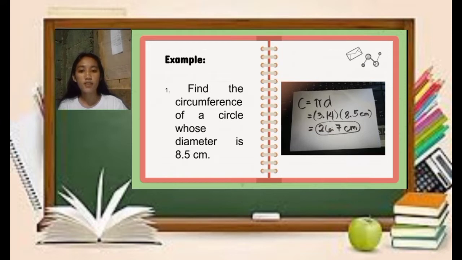3.14 is a constant for pi. Equals 3.14 times 8.5 equals 26.7 cm. So, in number 1, the circumference of a circle is 26.7 cm if the diameter is 8.5 cm.